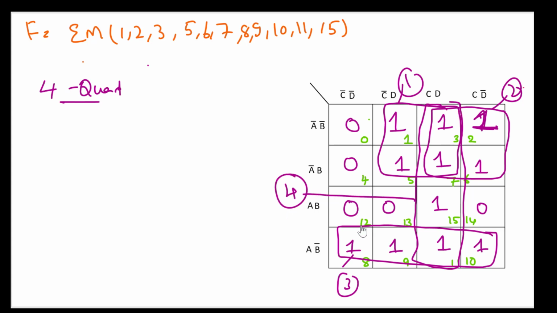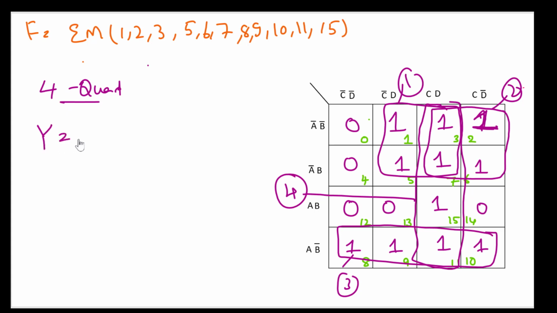If instead of taking 4 quads, you take 3 quads and one single element, you are going to get more literals for this single one. But by taking the 4 quads, you are going to get 2 literals for each quad. Now we'll start with the quad formation.